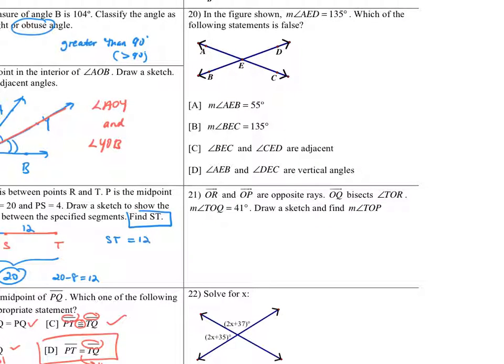Okay, number 20, it says in the figure shown, the measure of angle AED is 135 degrees. So that means that angle BEC is also 135 because they're vertical angles. And to find these two angles on this side, what you can do is take 180 minus that 135, and you come out with 45 degrees. So this angle is 45, and this angle is 45. So it says, which of the following statements is false? The measure of angle AEB is 55. That one is false.